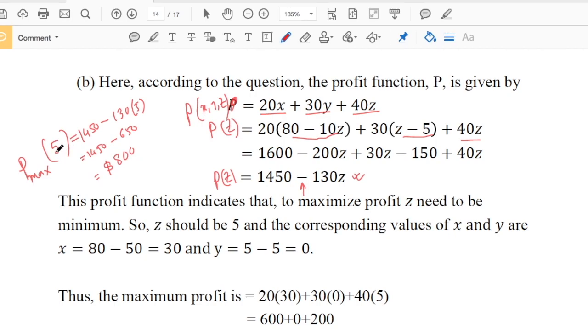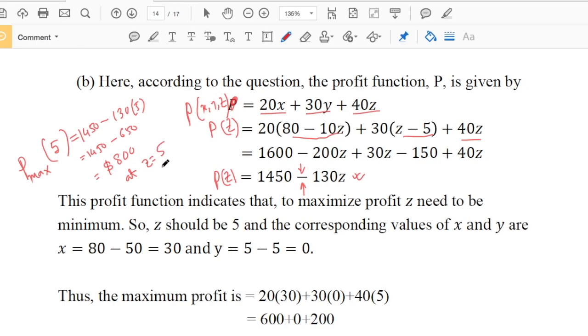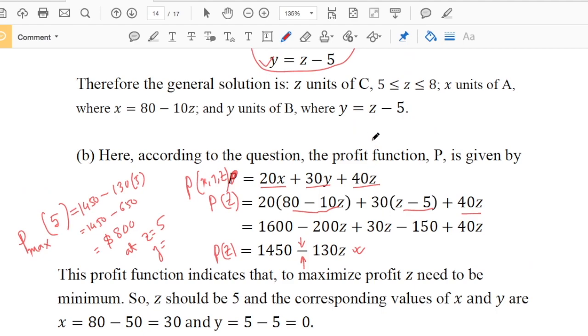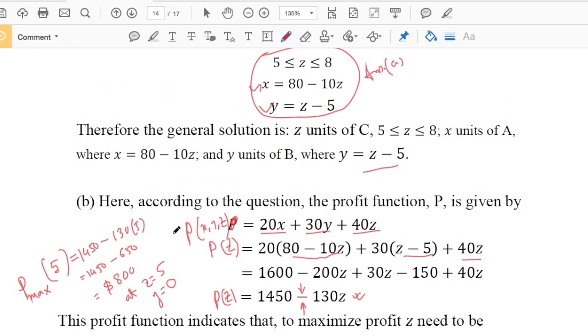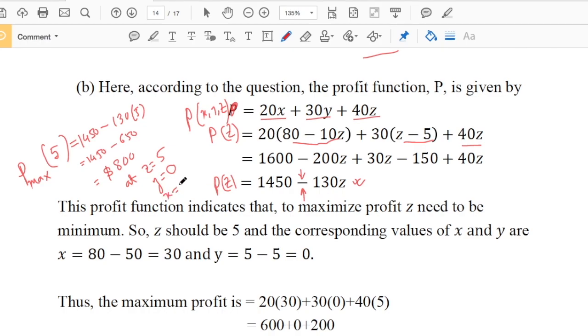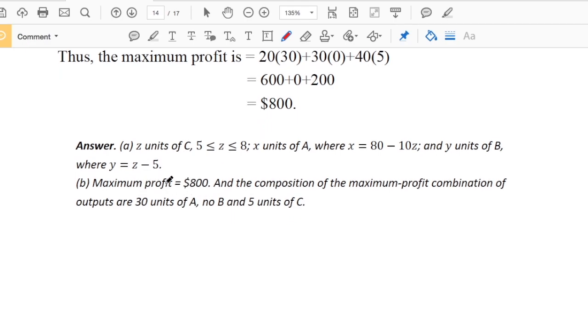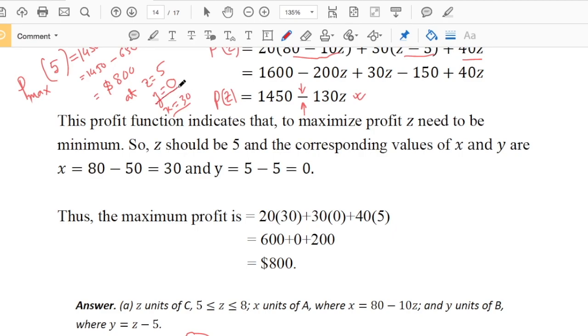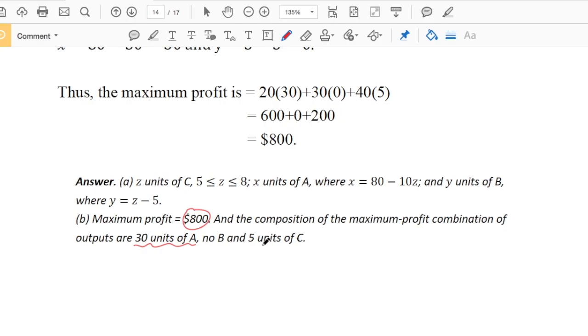Why did I use the lower value of z? Because of this negative sign. If you put 6, then the figure will be smaller. So P max is for z equal to 5 units, and the corresponding y will be z minus 5, which is 5 minus 5, which is 0, and the corresponding x will be 80 minus 10 into 5, which is 30. X equals 30 units. So the maximum profit is $800, and the combination of outputs is 30 units of A, since x equals 30, 0 units of B, and 5 units of C.